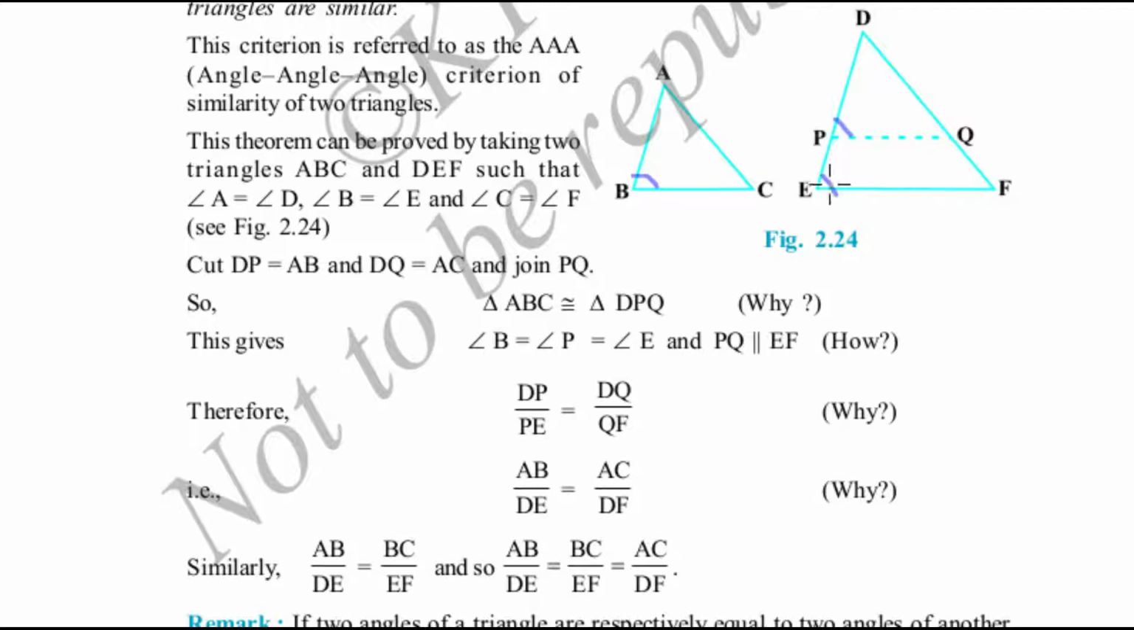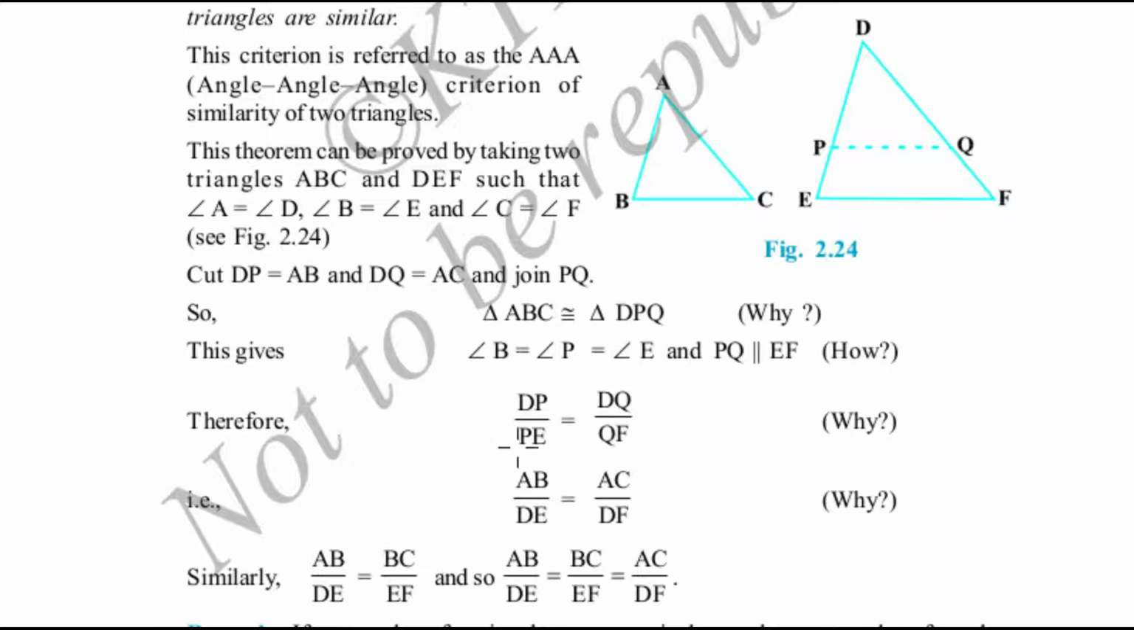If these two angles are equal, that is angle P and angle E, that means the side EF is parallel to PQ, since both have the same angles. If angles are the same, obviously the lines are parallel. Therefore the ratio of the side lengths DP by PE is equal to DQ by QF. This follows the basic proportionality theorem.